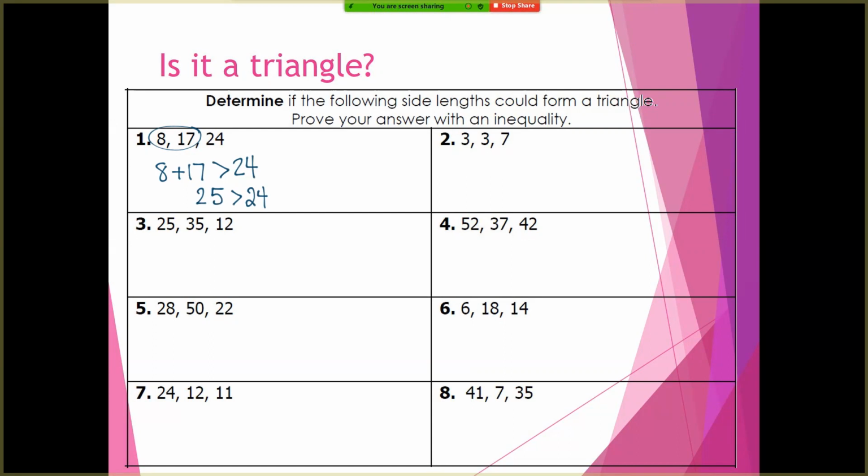So when we do these, we always want to pick the smaller two numbers to add together to check to make sure it's greater than the third. So question 2 is already kind of set up that way. So our two smaller numbers, we're going to take 3 plus 3 and see if it's greater than the third side, which is 7. Well, we know 3 plus 3 is 6. Is 6 greater than 7? No, so this would not form a triangle.